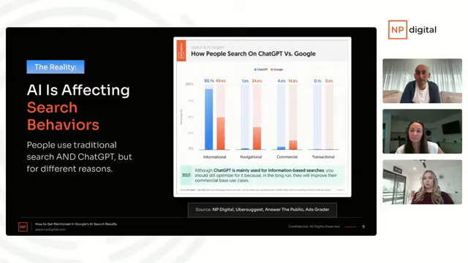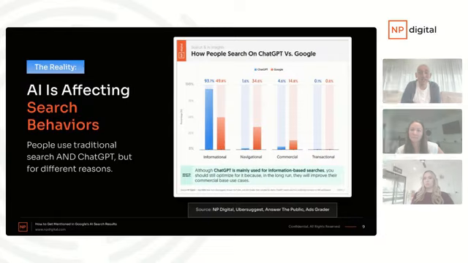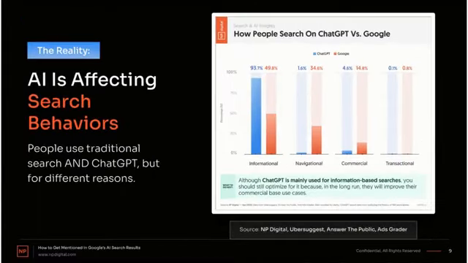It's also affecting search behavior. We have not only AI overviews, but a lot of LLMs out there that people are using. And when you look at how they're using each other, it's not like ChatGPT is killing Google or Google is killing ChatGPT. A lot of these AI platforms are mainly used for informational purposes. On the flip side, Google's used for information, but also navigational, commercial, and transactional. The percentage of transactional searches on ChatGPT is almost non existent, right?